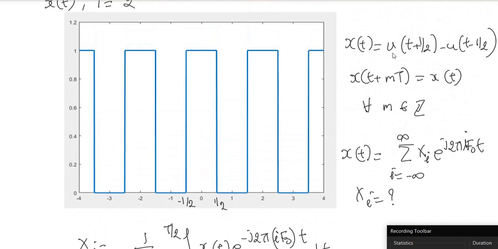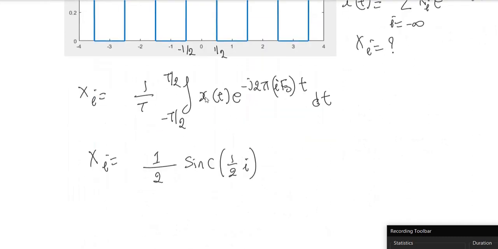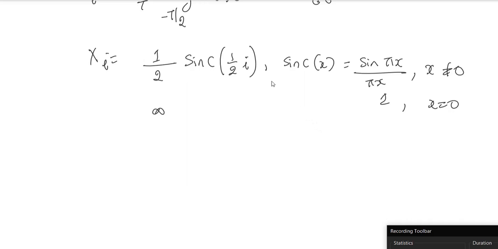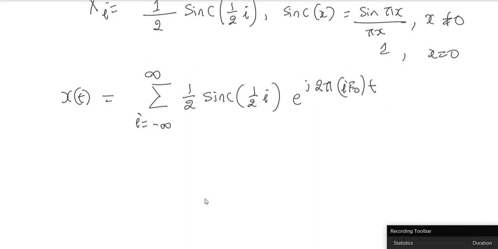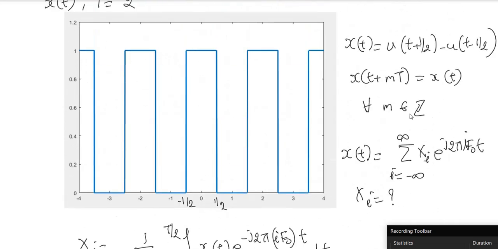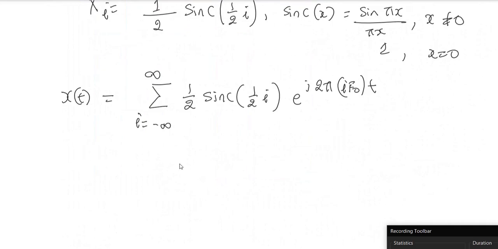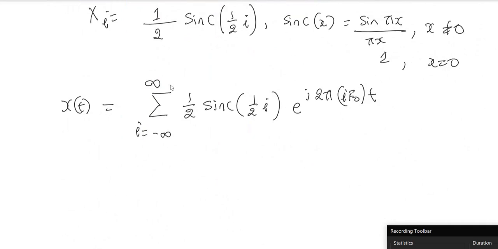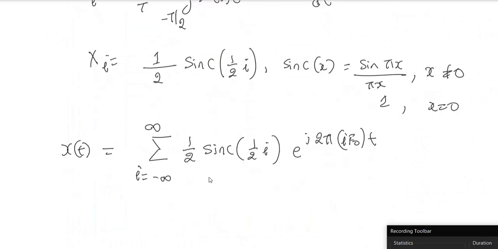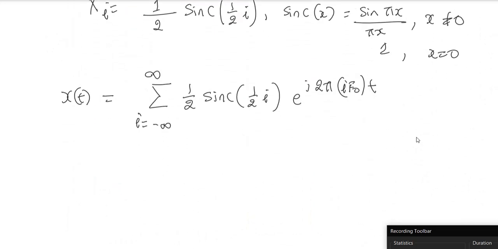Now, if you take this expression for the signal x of t and plug it in here, and you do some integration, you get x_i is half of sinc of half i, where we are adopting the definition of sinc x as sine pi x divided by pi x when x is not equal to 0, and it is equal to 1 when x is equal to 0. So using this expression, I'm going to substitute these x_i's back in this expression here, and I'll get x of t. So basically my original signal x of t, I can represent as the summation there, where these here are the x_i's.